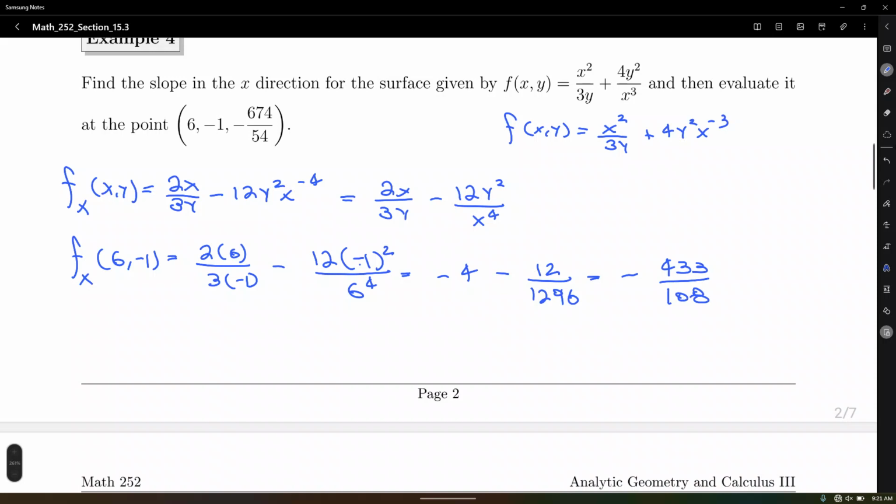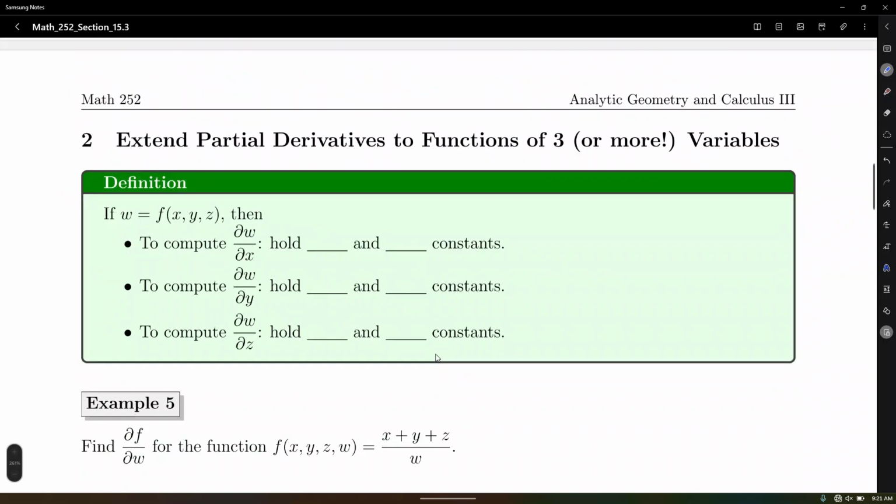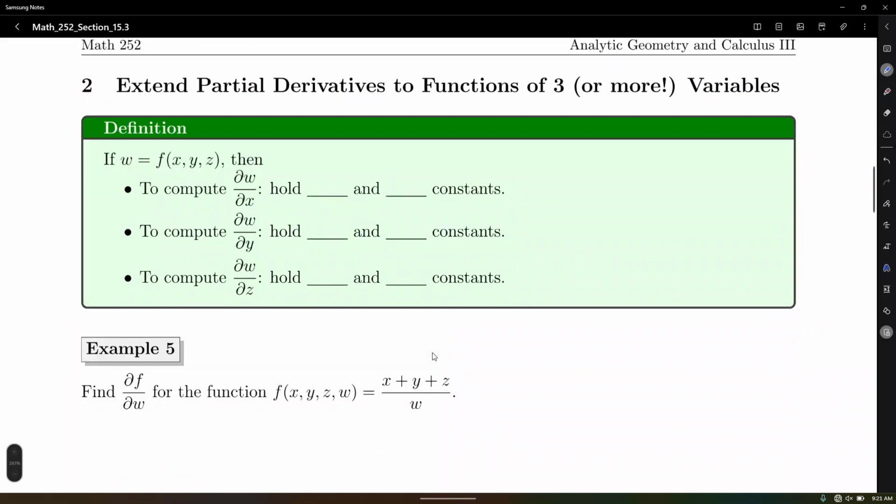All right, so those were a couple of examples to compute partial derivatives and evaluate them, and actually seeing the meaning of what we're doing in this case. Of course, we can extend this to 3 or more variables. For instance, if we have a function w, which is a function of x, y, and z. Remember how we defined the different functions back in the previous section? We can add more and more variables.